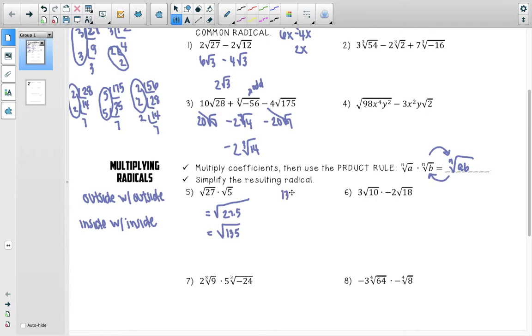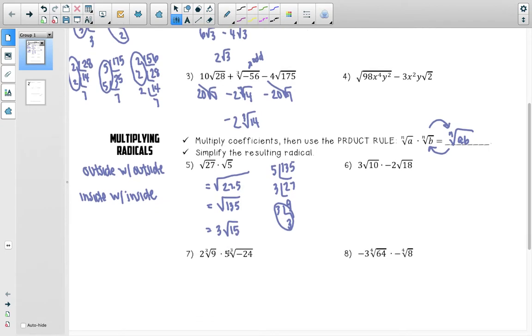And then you're going to take 135 and you're going to simplify it. So 135 is obviously divisible by 5. We already figured that out. And then 27, and then 3, and then divide it by 3 again, and you get 3. So this is a pair. This is not a pair, so it's left on the inside, and you get 3 square root of 15. Okay?